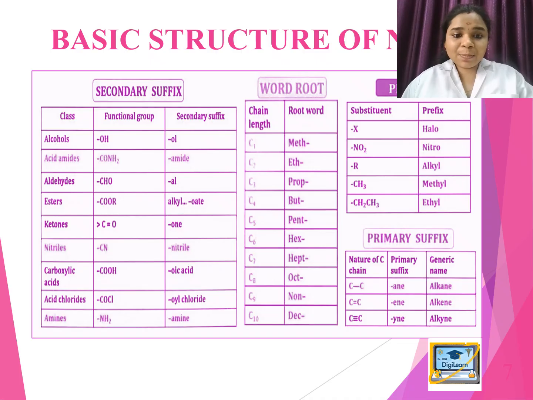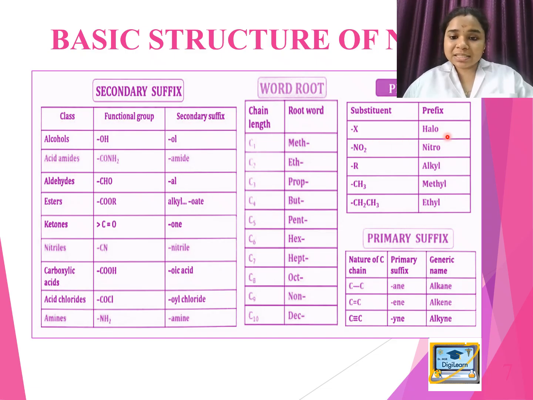Now, here is the pictorial representation for better understanding of what is meant by root word, what is prefix, and what is suffix. Look into it. The root word: if one carbon is present, then it is known as meth. If two carbons are present, then the root word is eth. If carbon is 3, prop. 4, but. 5, pent. 6, hex. 7, hept. 8, oct. 9, non. 10, dec.